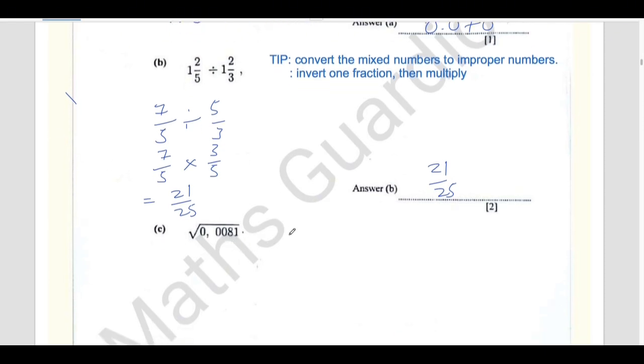Next, part C. Find the square root of 0.0081. What you can notice there is that 0.0081 is a decimal which can be converted to a proper fraction. I'm sure you must have come across this section. This is the first topic of numbers. So you must be able to convert normal numbers into decimals, into fractions, and into percentages.